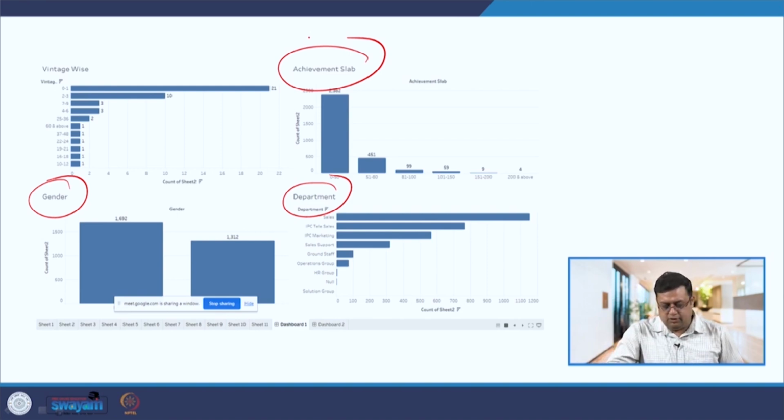That is what you can see in order to analyze. If somebody asks you what the use of this representation is, or in which gender there is a higher level of attrition, then by this bar graph you can clearly say that 1692 males have left the organization and only 1312 female candidates have left the organization. So male people have left more as compared to female. So you can say that in males higher attrition is there.